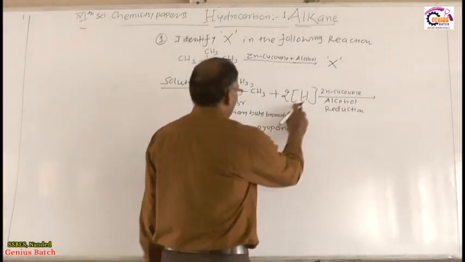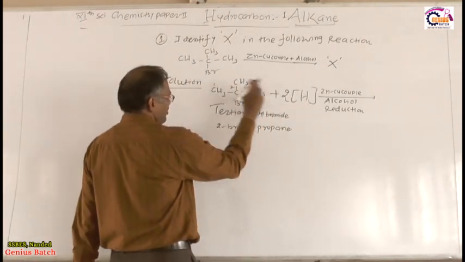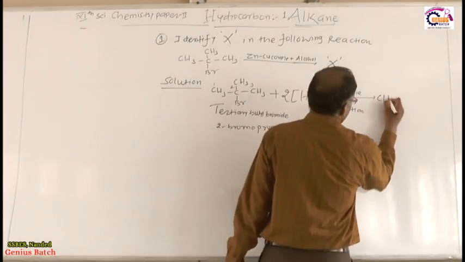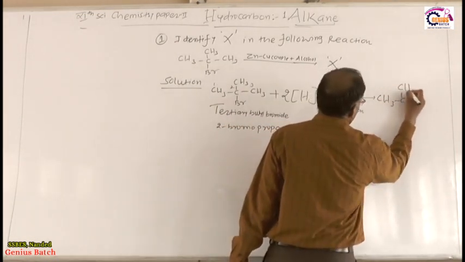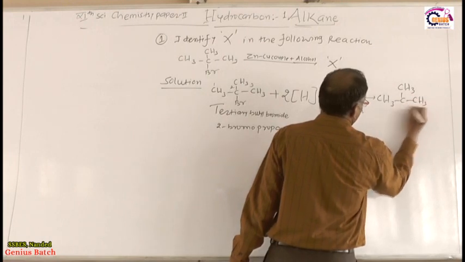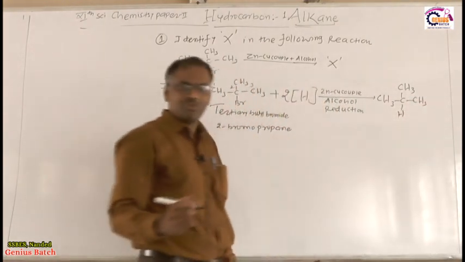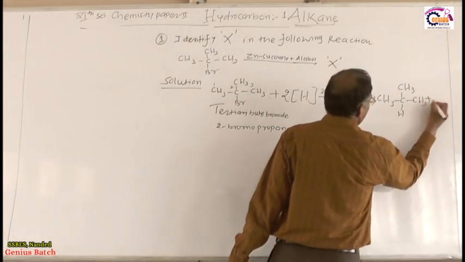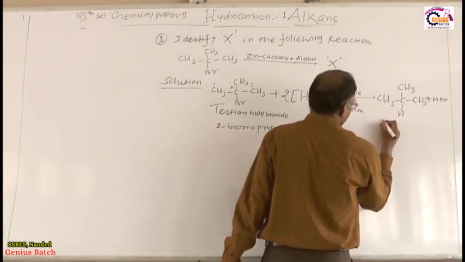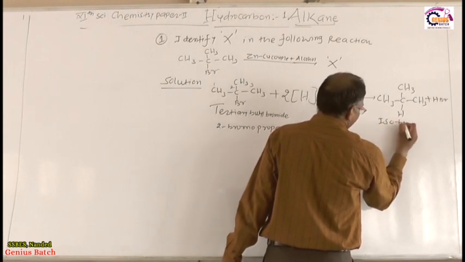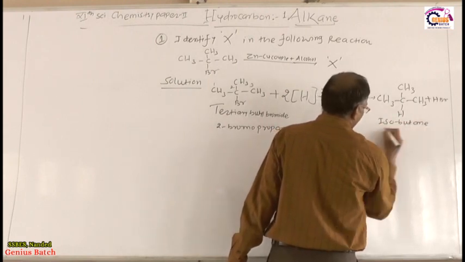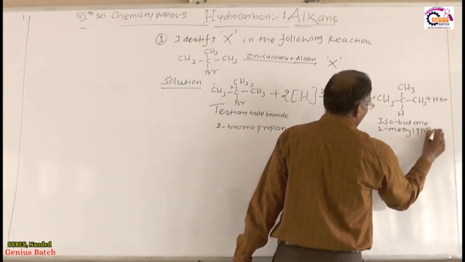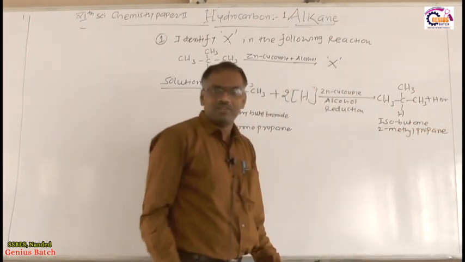Okay, so one hydrogen adds to this tertiary butyl group, another hydrogen adds to this bromine. What will you get? You will get CH3, CH3, CH3, with one hydrogen added to this isobutyl group, plus HBr. So this is called isobutane, or 2-methyl propane. So that is the product.